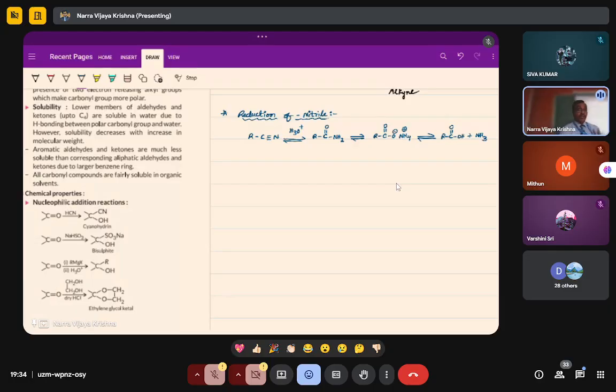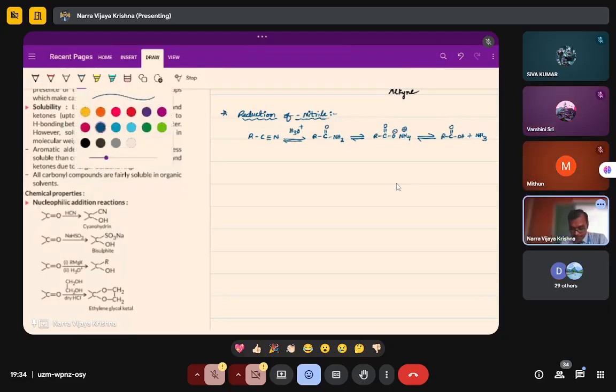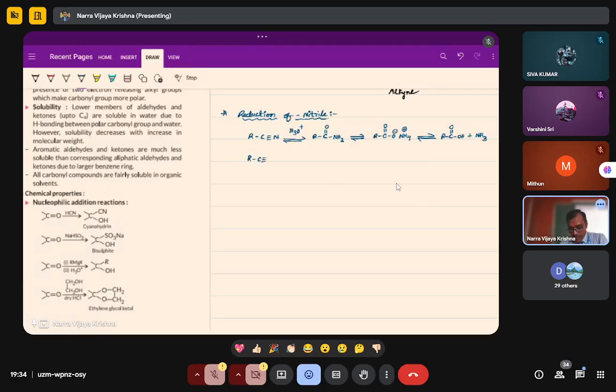If instead of hydrolysis I am doing reduction, RCN with lithium aluminum hydride, then hydrolysis, what should I get? RCH2NH2, amine. If it is RC≡N with DIBAL-H, diisobutyl aluminum hydride, then what should I get? RCH=NH.